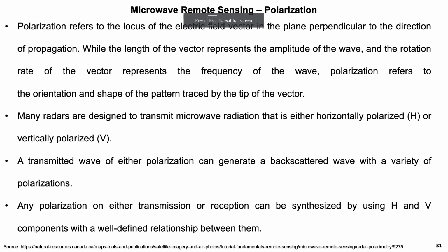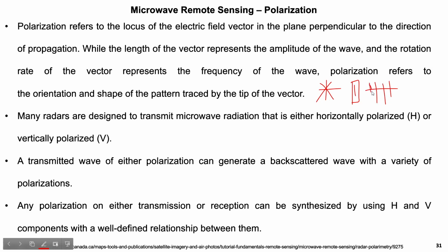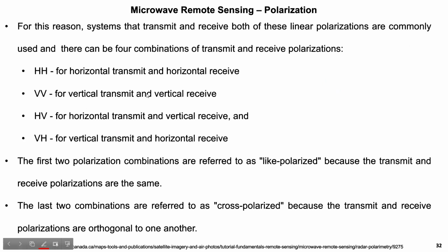So the rest of the field vectors will be blocked by that particular polarizer. So you will only have the vertical field, the rest will be blocked. Similarly, our radars can be designed in such a way that they will receive either vertical or horizontal. So the Sentinel-1 image that I showed operates in two modes, VH and VV. So we can see how the polarizer works.